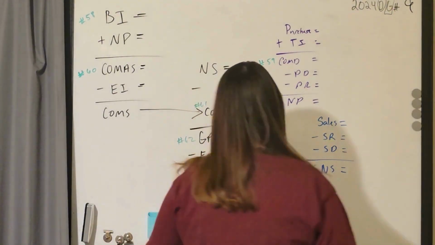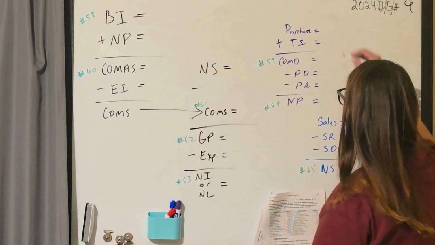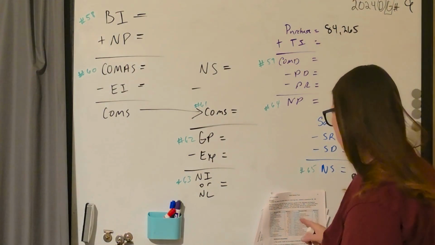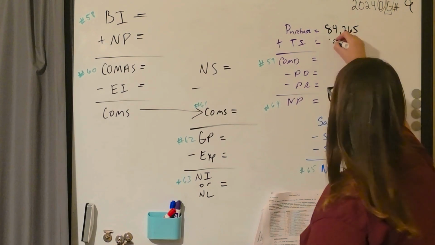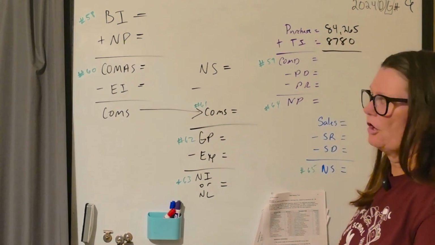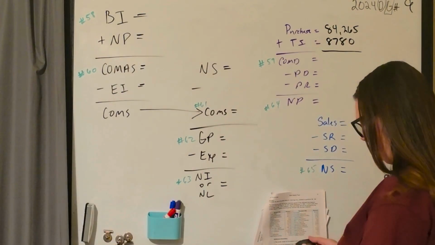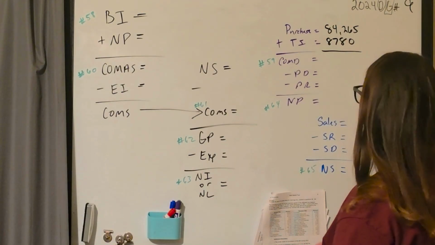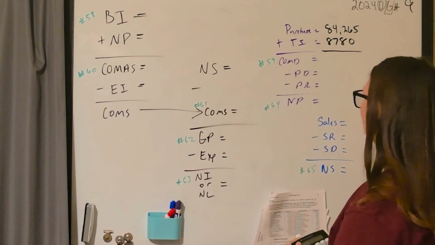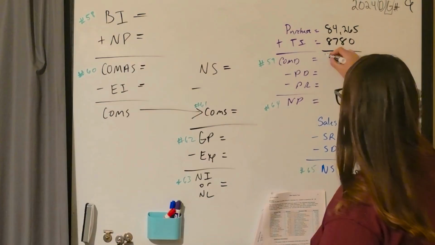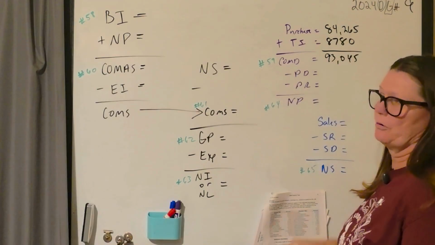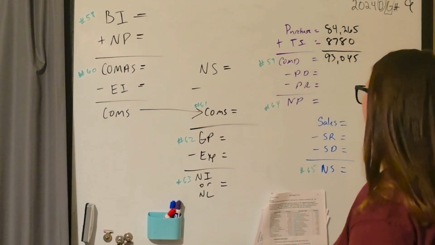Purchases is $84,265. Transportation in is $87.80. When I add those two numbers together, the cost of merchandise delivered is $93,045. So that's the answer to question number 59. I would go ahead and write that down.